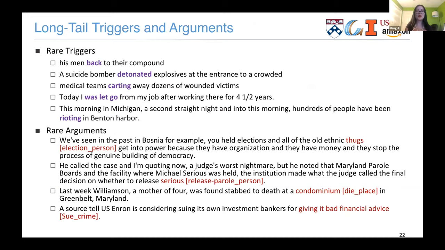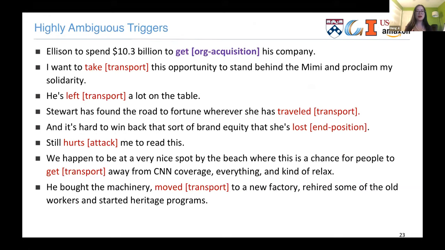For example, here, the phrase "was let go" means someone was quitting from a job, but it's a very uncommon phrase. If we have whole-scenario understanding, then we should be able to infer this as an end-position event. And we can also do much better disambiguation. For example, here it says "he left a lot on the table." If you have no idea that "left a lot on the table" means someone put the remaining food there, it's very hard for the model not to tag this as transportation, because "left" usually means transportation.